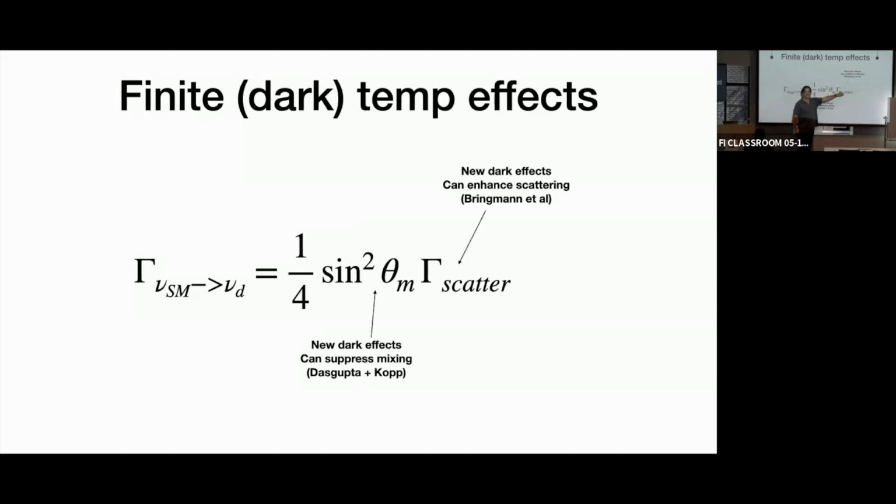And the dark sector can also correct this scattering rate. It's an open question whether dark sector effects or standard model effects are actually going to be the more important one here. This is nothing particularly new. It was pointed out by Dasgupta and Kopp, who were interested in understanding whether you could have sterile neutrinos appearing at long baseline neutrino experiments consistent with cosmology. Brigman et al. studied something like this in the context of scattering to see whether you could get sterile neutrino dark matter to come back. Here we just want to take this modification and see what happens.